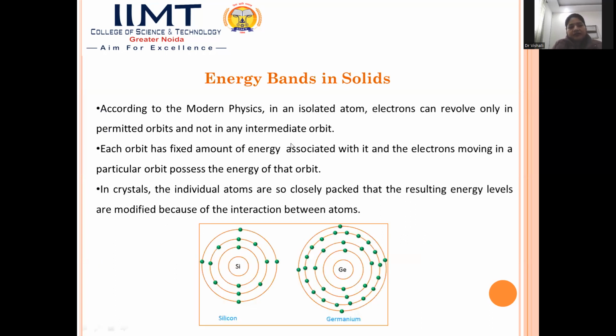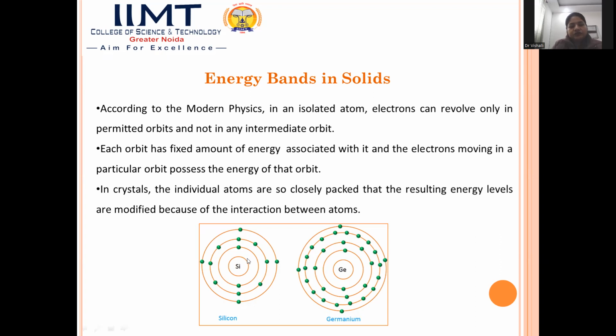Now, in order to understand the semiconducting materials, we first need to understand the formation of the energy bands in solids. According to modern physics, in an isolated atom, as we all know, we have a nucleus in which protons and neutrons are there. Outside the nucleus, we have the orbits on which electrons are revolving. In an isolated atom, electrons can revolve only on those permitted orbits and not in any intermediate orbit.